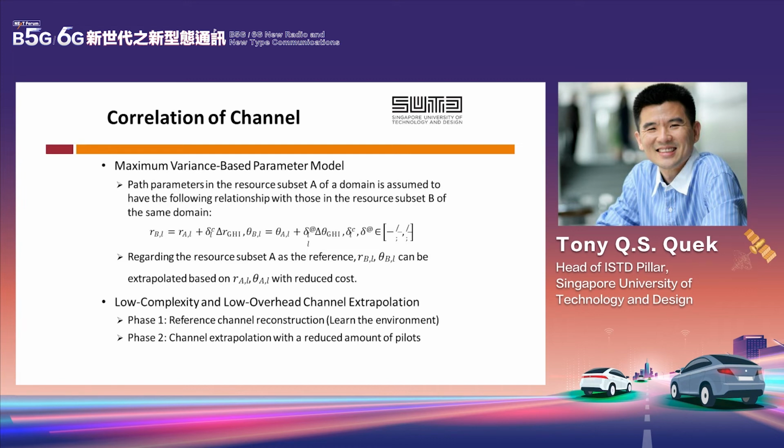So regarding this resource subset S as a reference, we have a reference set, then I can extrapolate tau B and theta B from this reference set with reduced cost, because I just need to know tau A and theta A. I actually can extrapolate to get tau B. And so this is our proposed idea of a low complexity, low overhead channel exploration that makes use of correlation of the channel across all the different domains.